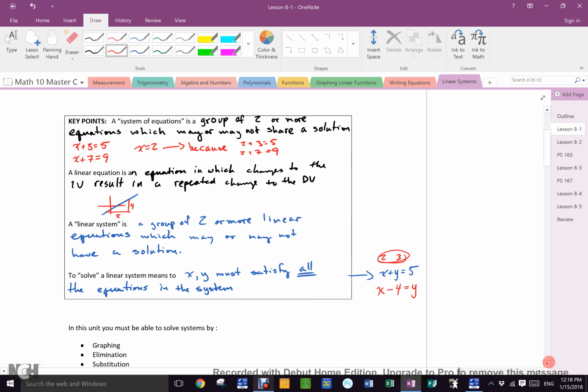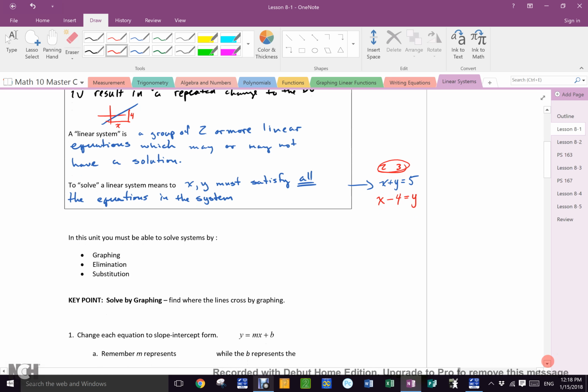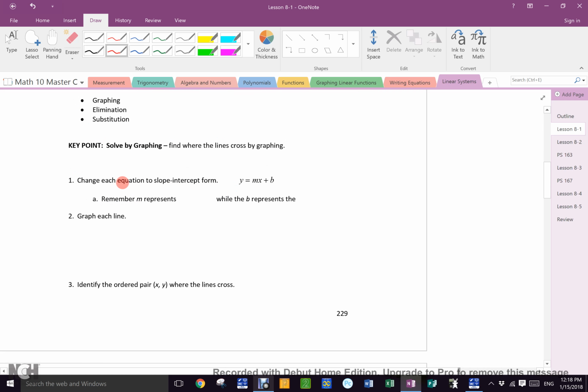Now, you are going to learn 3 ways to solve these. 1 is graphing, 2 is elimination, and 3 is substitution. 1 of them works sometimes. 2 of them work all the time. We are going to do the graphing one because we've just done a whole ton of graphing. Okay? We're going to do that one first. Everybody cool? All right. So if we are going to graph, the easiest way to graph is to do slope-intercept.